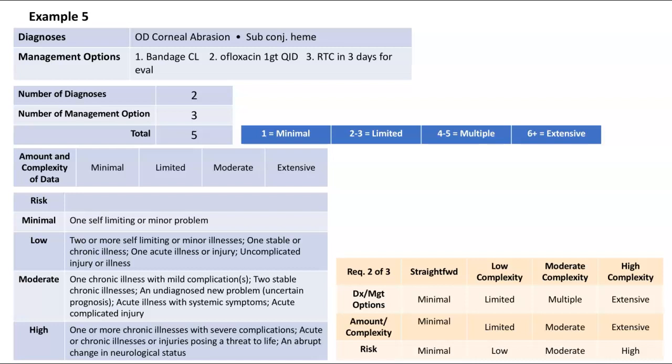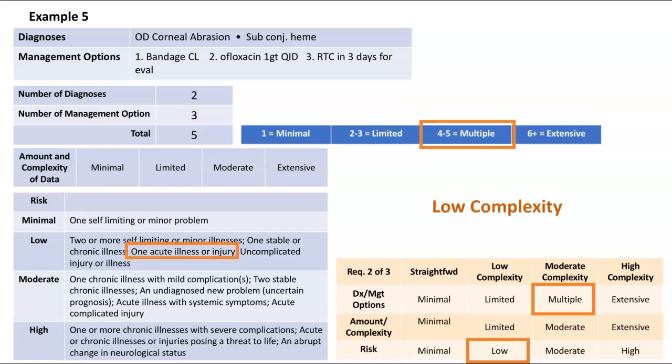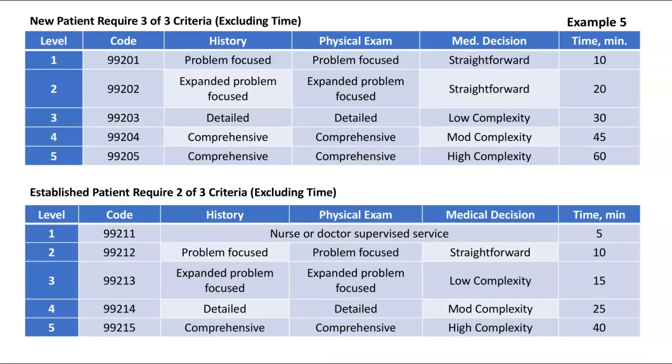When we go into the medical decision making, you can see we have 2 diagnoses. We have a corneal abrasion and we have a subconjunctival hemorrhage. Our management options are the bandage contact lens. We put them on some antibiotics, and then we said to come back in a few days. So we have 2 diagnoses, 3 management options for a total of 5. That gives us multiple. We then go down to risk and see our risk is low because we have 1 acute illness or injury. So with multiple diagnoses and management options and low risk, we have low complexity for our MDM.